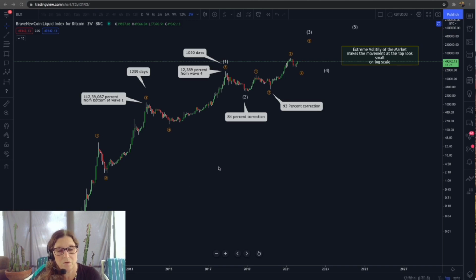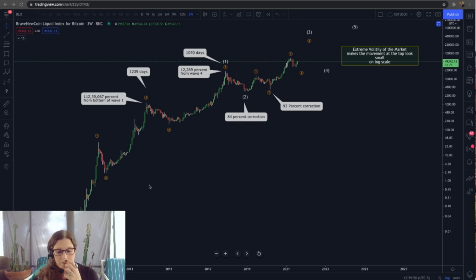So let's get started. So I am on the BLX chart where you have the most data available for Bitcoin. I'm sure there's probably a chart that has more, but this is good enough, I would say.